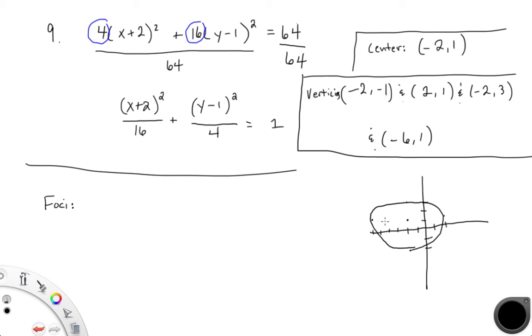Okay, so our foci are going to be aligned in the x direction because it's longer, right? That's the major axis. And in order to find the distance, we're going to use this equation, which looks a lot like Pythagorean theorem, where c is the distance from the focus to the center, and of course a and b correspond to these values.